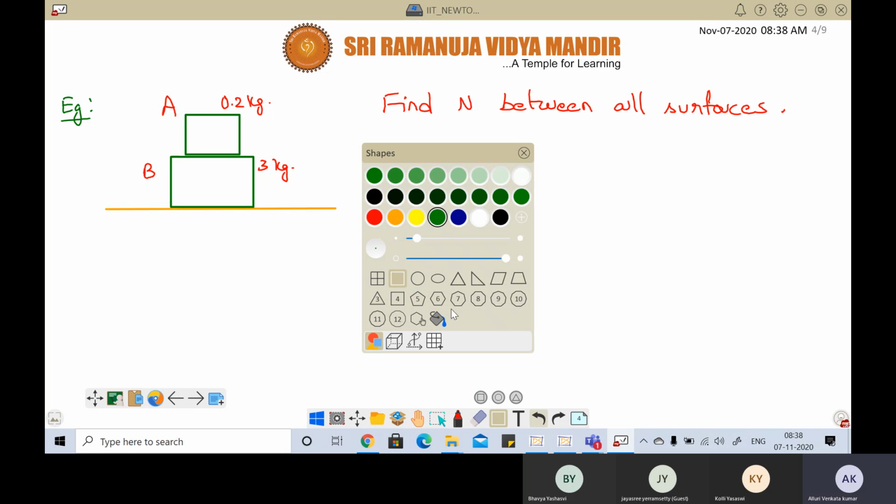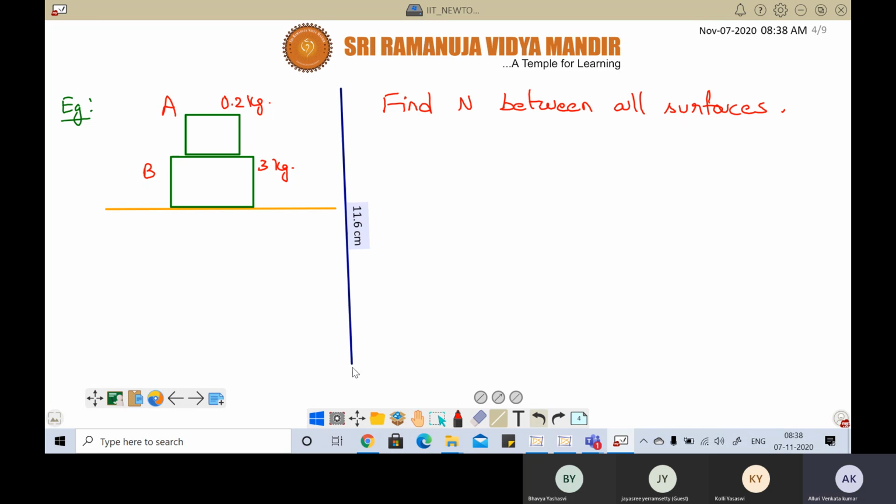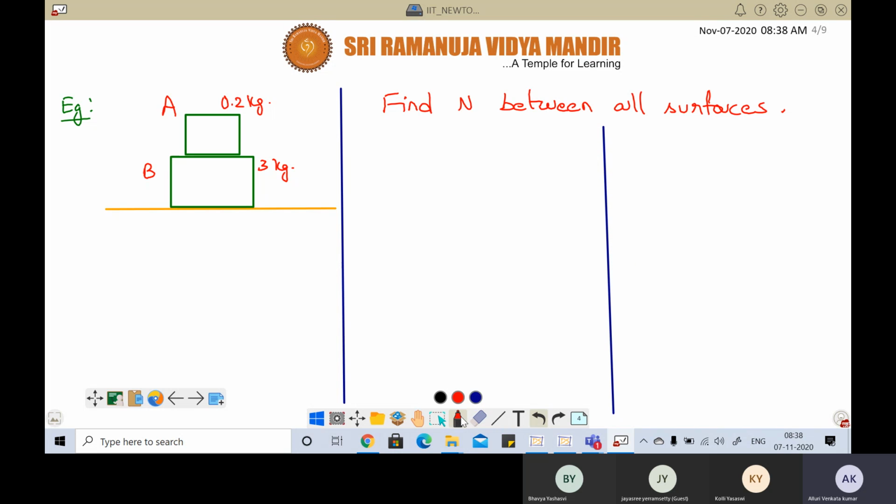Okay, so now let us see how to solve this one. First, draw the free body diagram of block A. So that means this is block A. Now tell me, what are the forces acting on block A? Yashasvi.